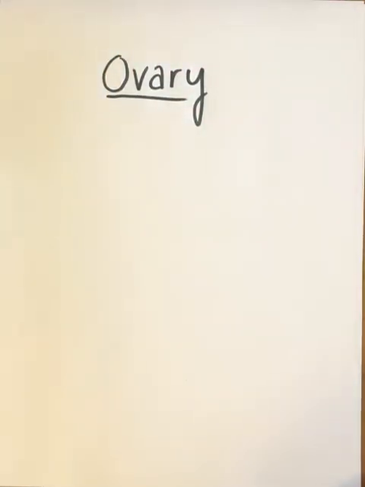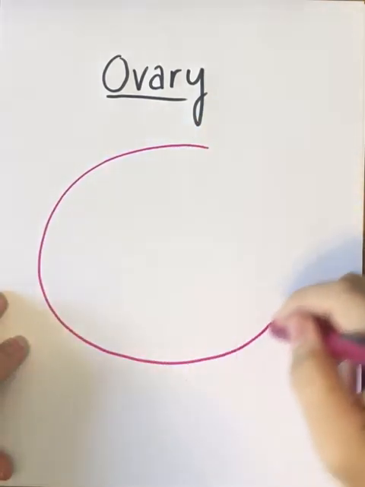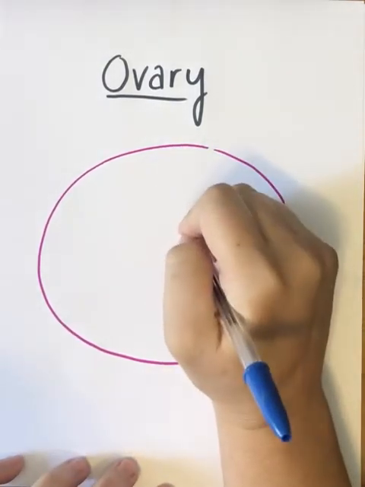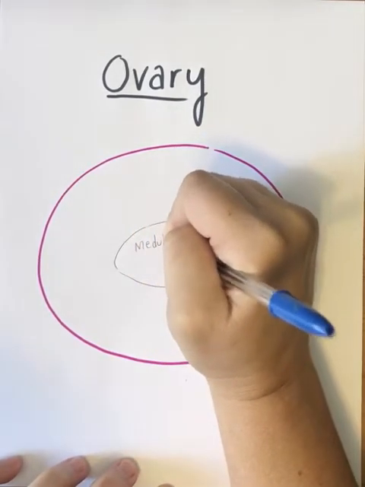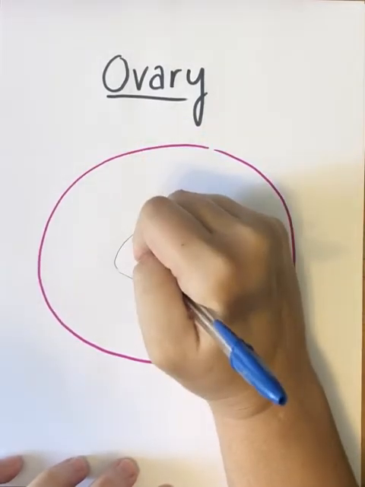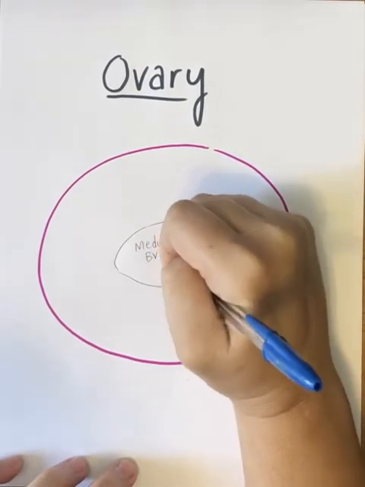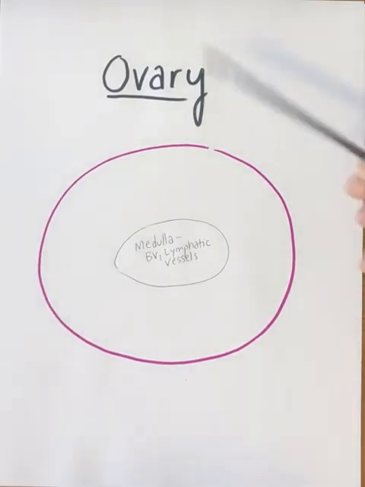All right, the ovary is round, just like the testes are round. Now, the very center portion of the ovary is going to be called the ovary medulla. Your medulla is mostly going to have your blood vessels and your lymphatic vessels. There's other things that we talk about with a medulla, but basically when you look at the ovary, we have to talk about the ovarian cortex.